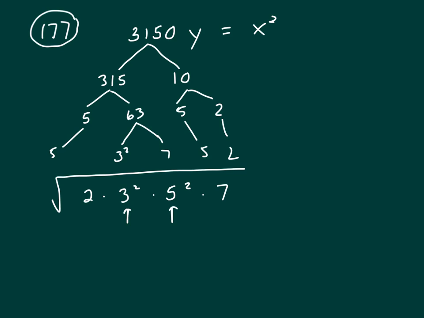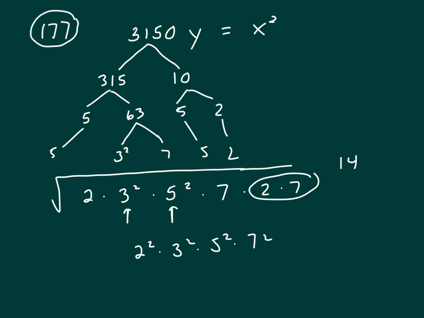But what if that was a 2 squared? I could. What if this 7 was a 7 squared? I could take the square root. So what I need is another 2 and another 7. And the value of that's 14. Because then you would have 2 squared, 3 squared, 5 squared, and 7 squared. And you could take the square root of that. That would give you a 2 times a 3 times a 5 times a 7.